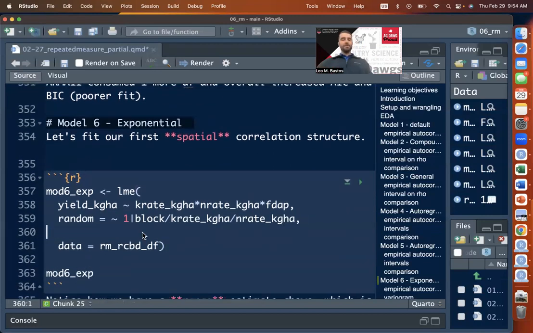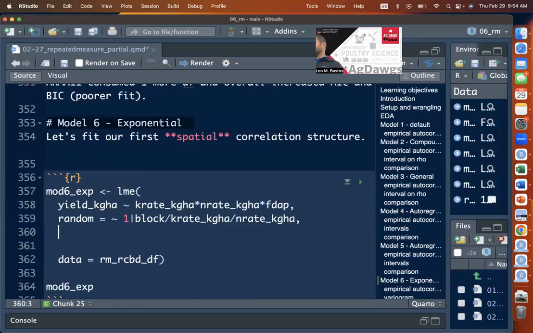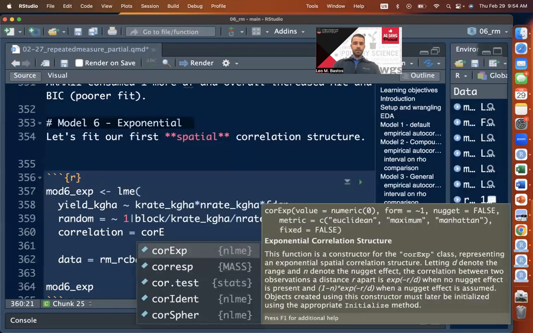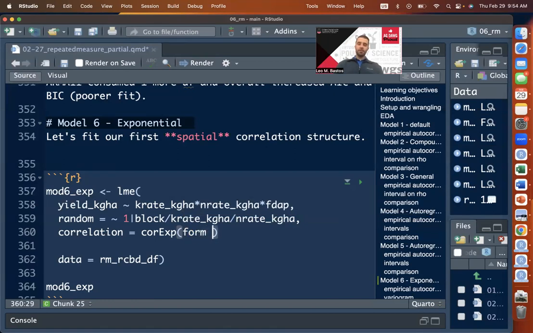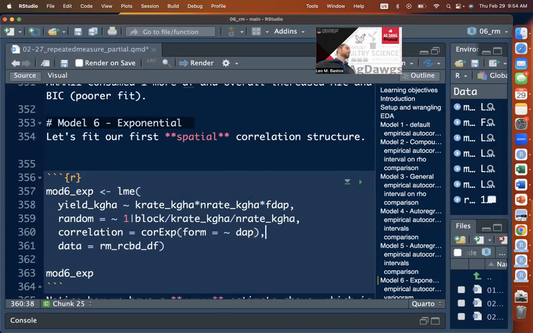All right, so again, I left you the model already. The only thing we're changing is that correlation. So we're going to come here, and on that correlation argument, we're going to use corExp, or in this case, exponential is going to be our first model. And really the only other thing we're changing is saying that the form equals tilde DAP, so it knows how to calculate the intervals between the time points.